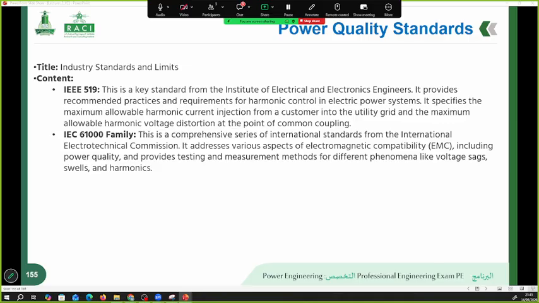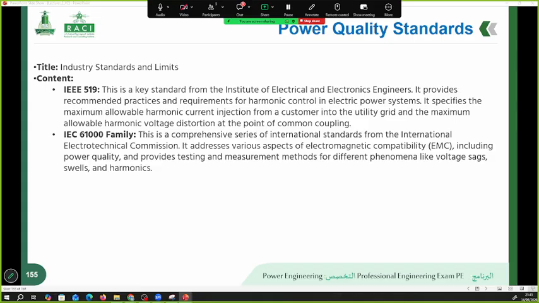All right. This slide highlights the importance of industry standards in regulating and maintaining power quality. These standards provide a framework for defining acceptable limits for power quality issues, helping to ensure compatibility between different electrical equipment and a stable, reliable power grid. We will focus on two of the most significant standards, IEEE 519 and the IEC 61000 family.